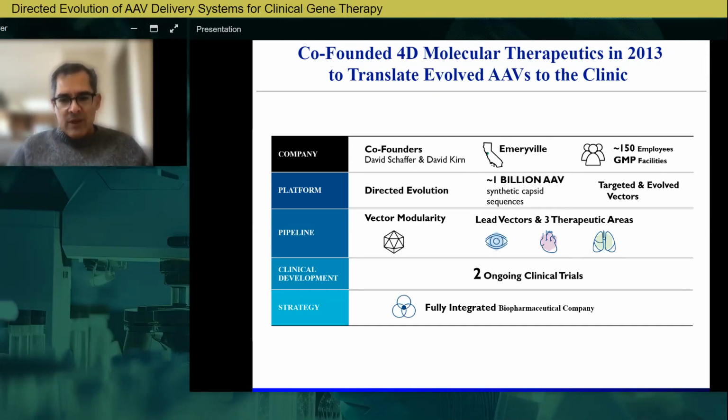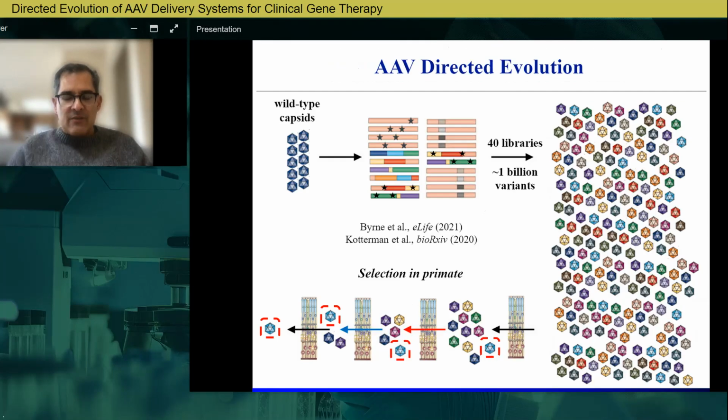We took this company public in 2020, which simply meant that we had the capital to be able to take the technology into clinical development. And currently, the company is developing drugs in the retina as well as in the lung. And the lead product is for wet age-related macular degeneration.